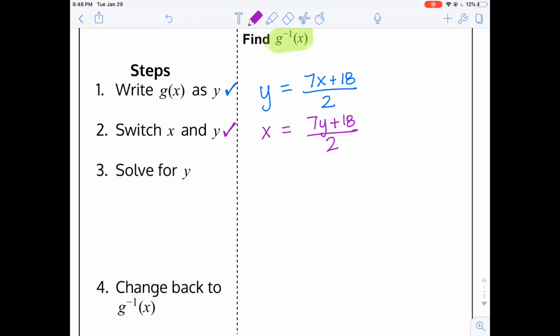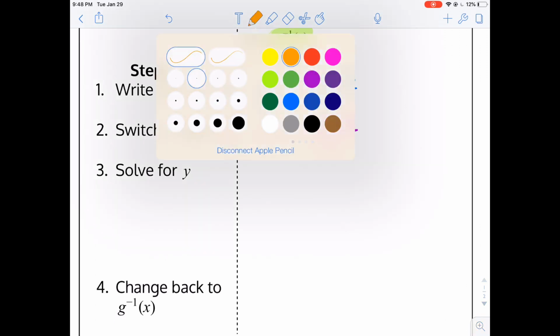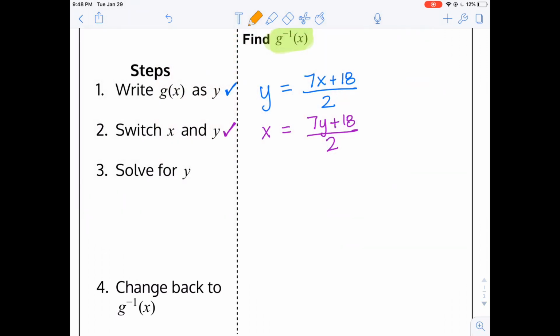is to solve for y. So you might remember this from Miss Wall's class or from Miss Velasquez's class. I'm going to try to get y by itself. So in order to get y by itself, I see a fraction. I want to get rid of the fraction, so I'm going to multiply by 2. So I get 2x equals 7y plus 18.